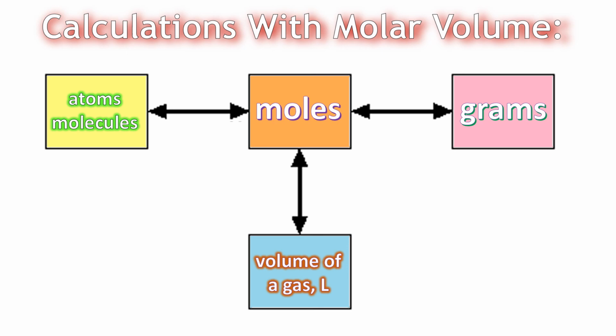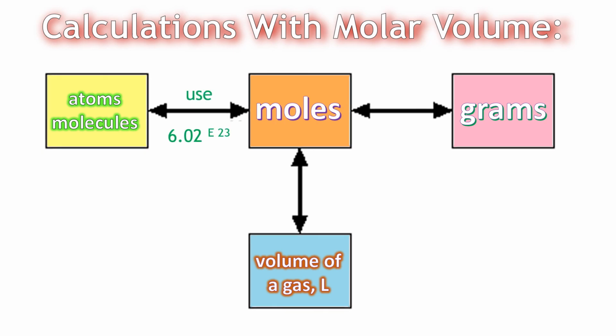And now we simply add the conversion factor you'll need. Of course, for going to atoms and molecules or moles or vice versa, we're going to use Avogadro's number. We're going to use 6.02 times 10 to the 23rd. And if we need to go from grams to moles or moles to grams, we're going to have to use the molar mass. And that's a little more complicated because we have to calculate it for every substance. And finally, to go to liters or back to moles, we would use the molar volume, 22.4 liters.